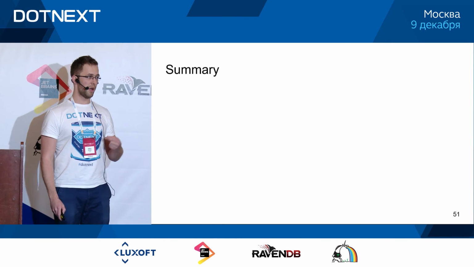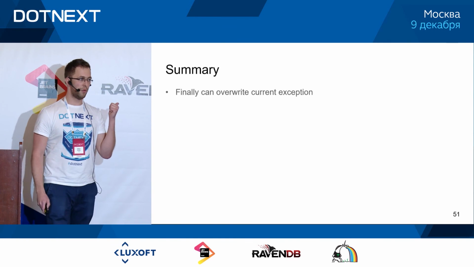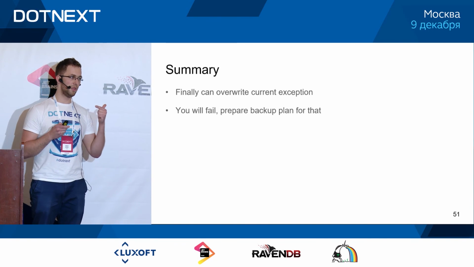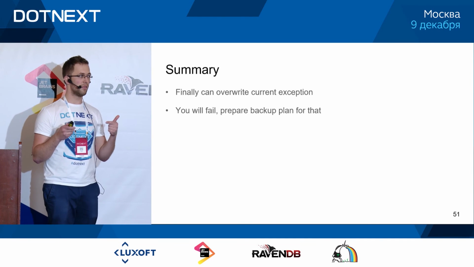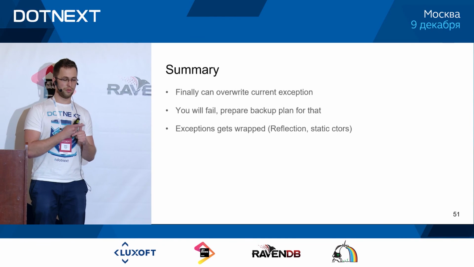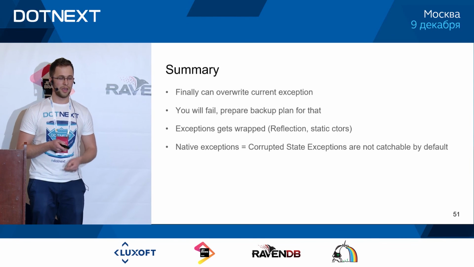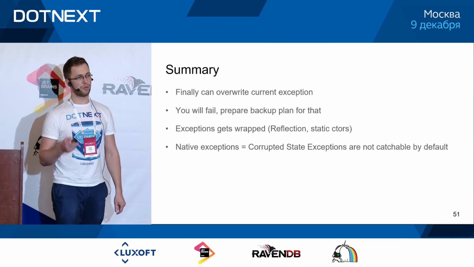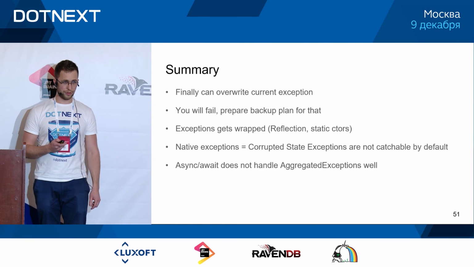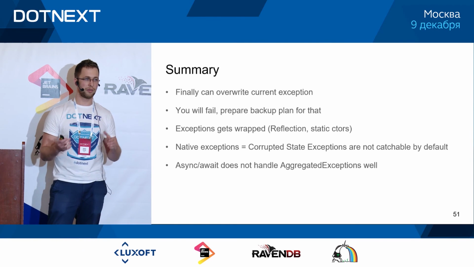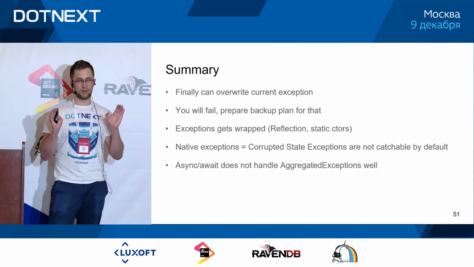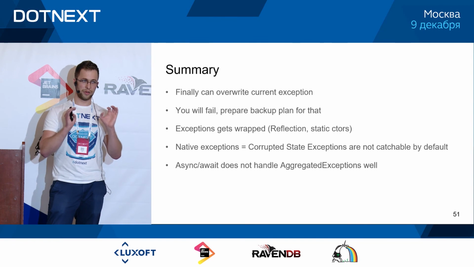So, to sum up, finally can override the current exception. And we are going to fail, and we just need to be prepared for that because nothing is guaranteed. Also, exceptions get wrapped when using reflection or static constructors. And native exceptions are translated to corrupted state exceptions, and we cannot catch them by default. Also, async await does not handle aggregated exceptions very well. But it's not a common scenario to use a parent-child hierarchy, so we don't need to be very afraid of that.